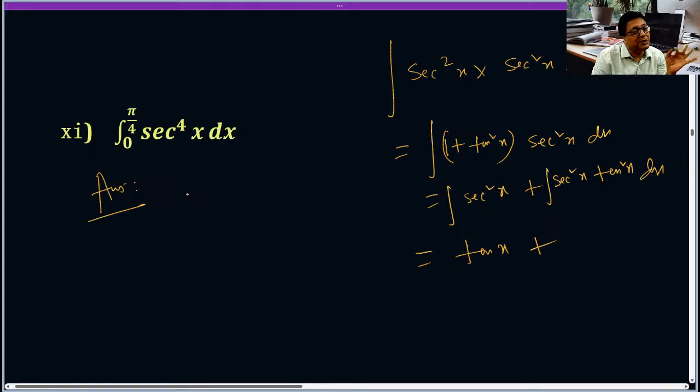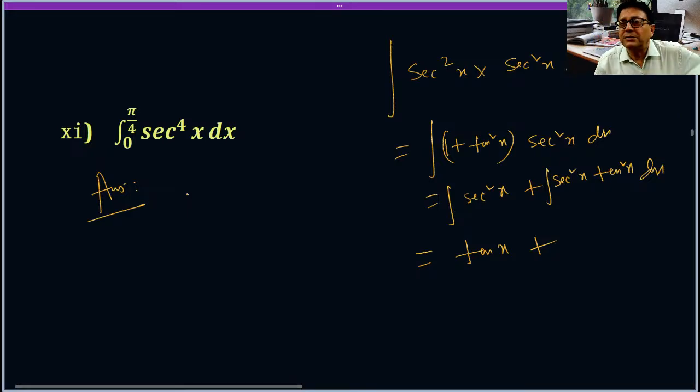You make a substitution tan x equal to z. But I am not affecting the limit. I am doing the indefinite part first. This is also your strategy. If it is more convenient for you, you do the indefinite integration side and then put the limits there. The way I am doing here, the integrand is taken on the right side.